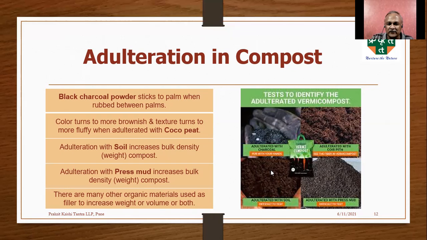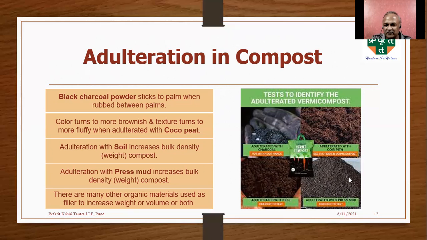Then it is adulterated with soil. To make it bulky, to make it voluminous, coco peat is added to make it fluffy also, to make it light and bigger in volume. The coco peat is used to make it more brown actually, to make it darker in color, and heavy also. Charcoal is used, or sometimes soil is also used. And when soil is used, again, when you take soil in your hand and rub it between your palms, the soil particles, the clay particles will stick to your hand. As I said, with pure compost, nothing will stick to your hand.